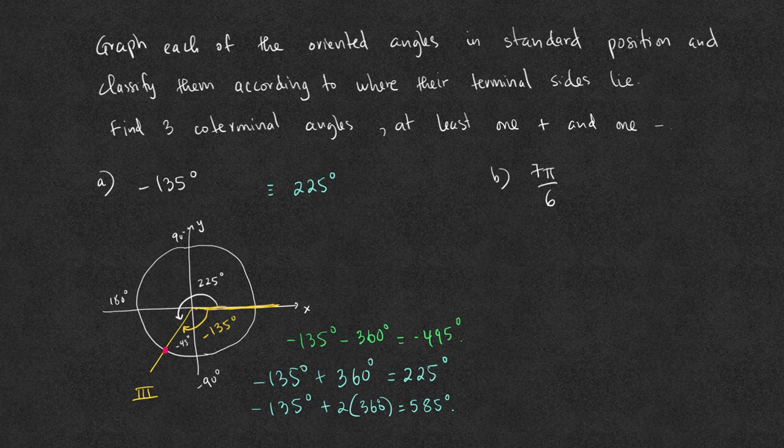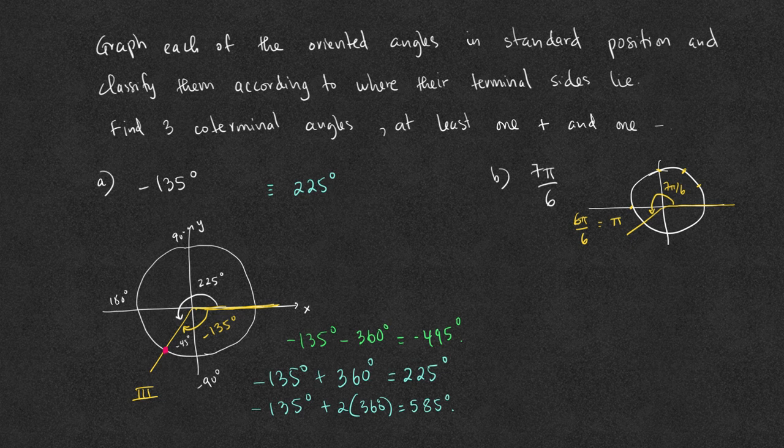Similarly, with 7 pi over 6, we start with 1 pi over 6. Now 1 pi over 6 is in the first quadrant, and also this angle is a positive angle. 1 pi over 6, 2 pi over 6, 3 pi over 6, and remember this is pi going counterclockwise, and with the denominator 6, pi is 6 pi over 6, and we want 7 pi over 6, and so we add another pi over 6 to it, and this is the angle 7 pi over 6.